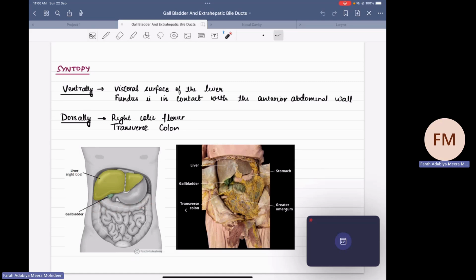Now, here's a dissection picture. This is how it's going to be when you do your dissection. You can see the gallbladder here. There is the fundus, which is behind the anterior abdominal wall. So right in front of the gallbladder is your anterior abdominal wall, and behind it you'll have your right colic flexure and your transverse colon.